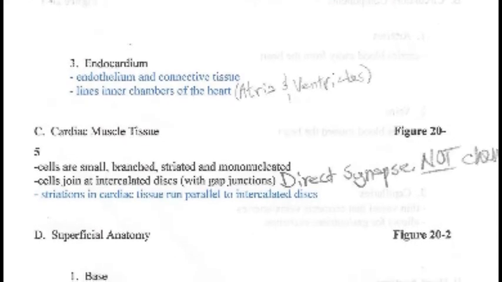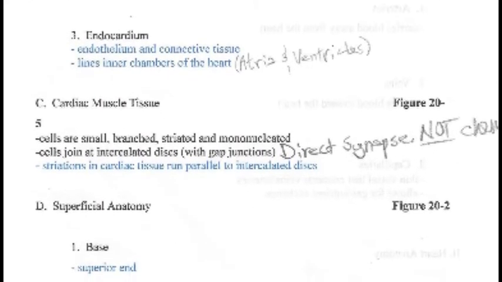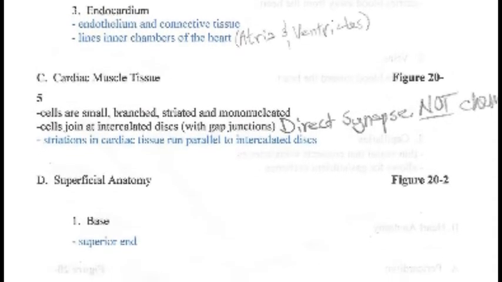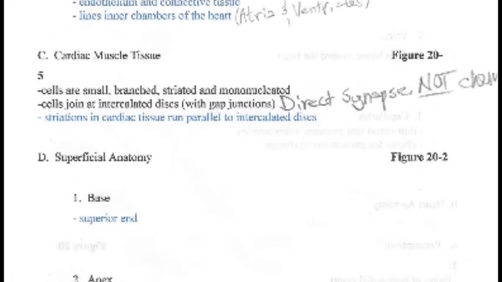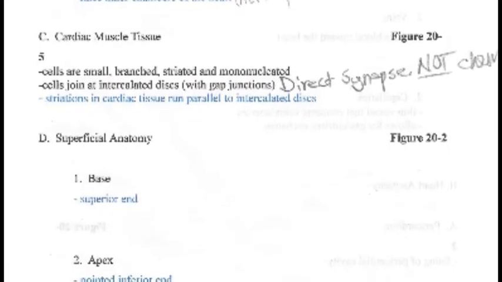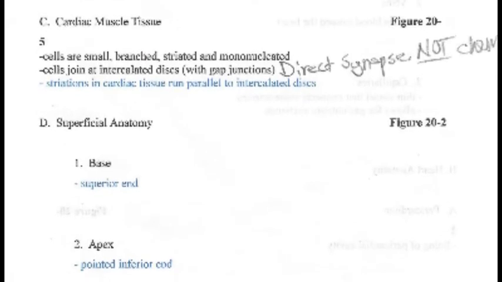Cardiac muscle tissue. The cells are small, branched, striated, and mononucleated. The cells join at intercalated discs with gap junctions, which is a direct synapse and not a chemical synapse. The striations in cardiac tissue run parallel to intercalated discs.